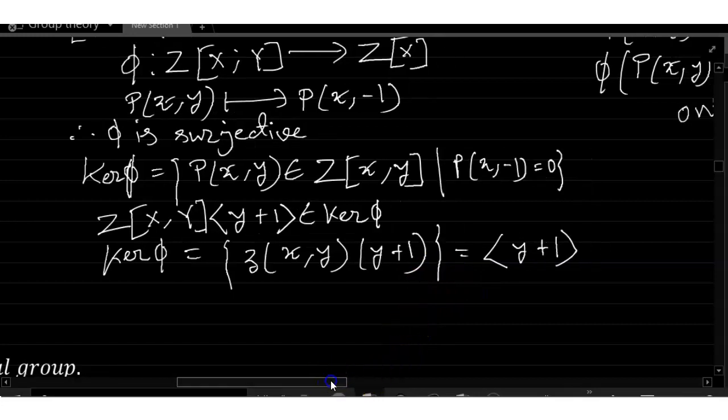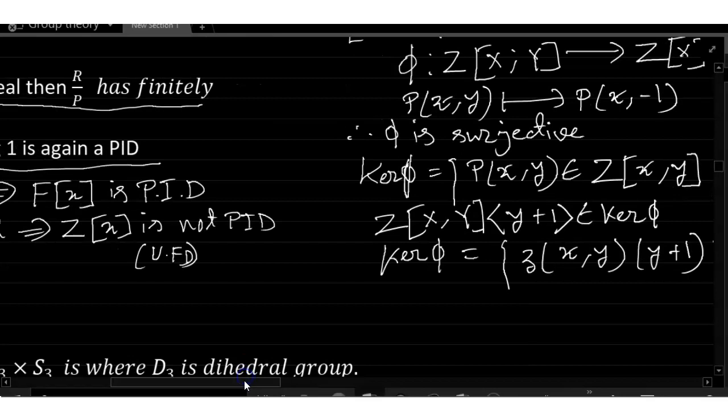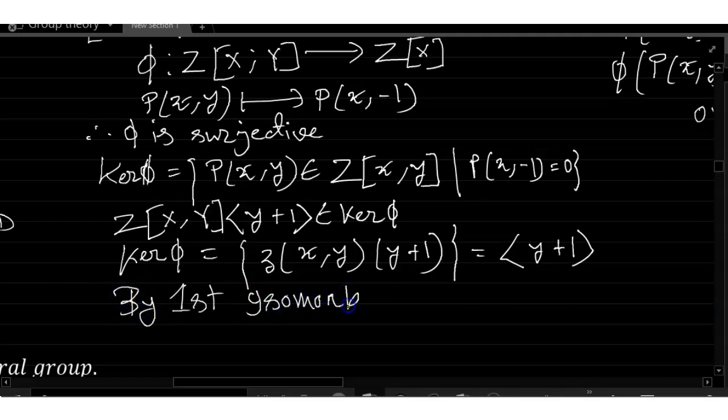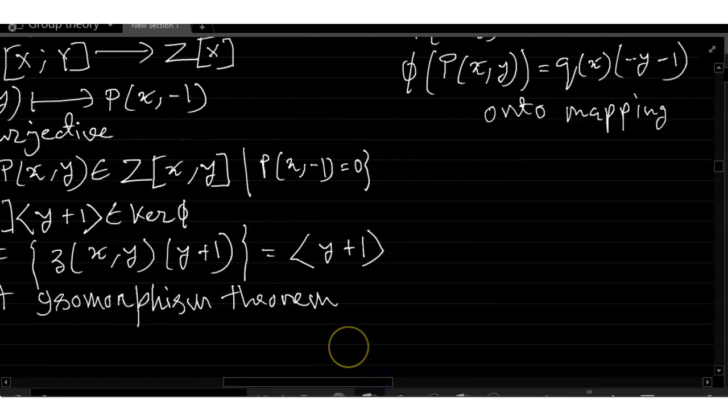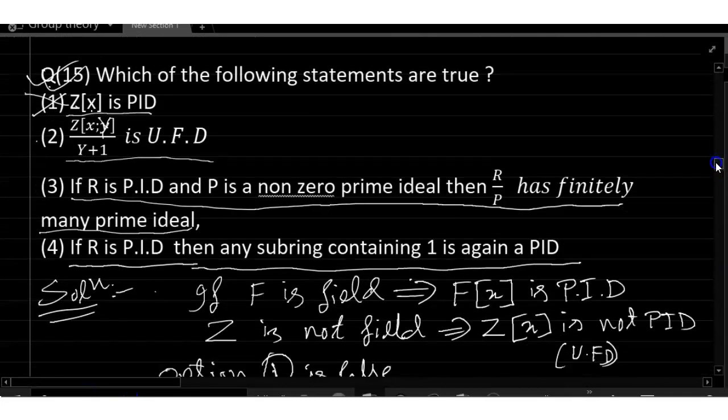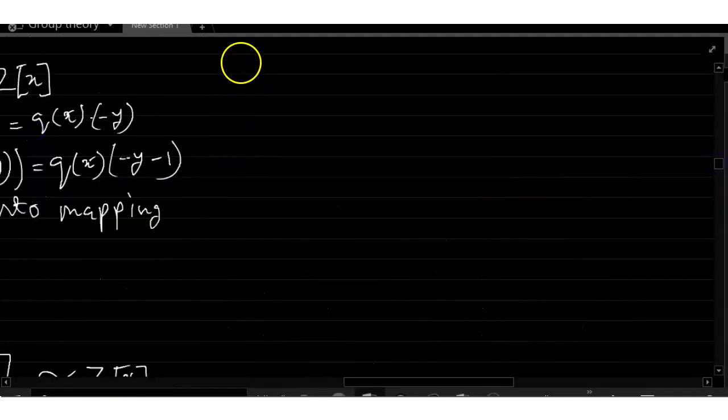So by the first isomorphism theorem, Z[x,y]/(y+1) is isomorphic to Z[x]. My first option is correct.